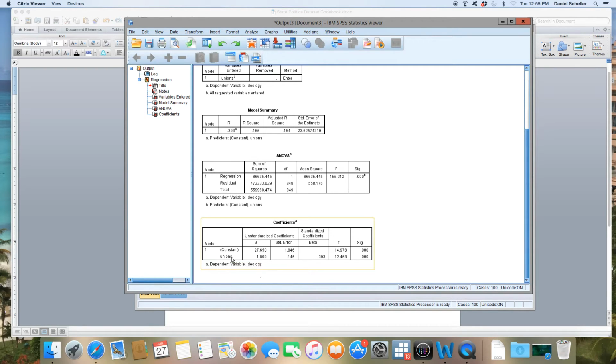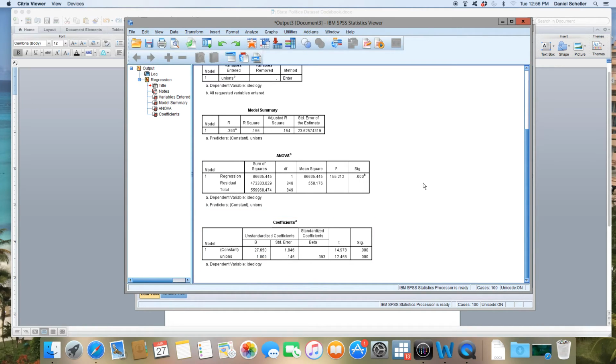So when unions is 0, or when 0% of the workforce is unionized, we can expect the dependent variable, the state ideology score, to be 27.650. And that's towards the more conservative range. So set all your x's to 0, and that's what the constant, or the alpha, or the A gives you. If there were no unions in the state, if 0% of the workforce was unionized, we'd expect the dependent variable, state ideology, to be 27.65.